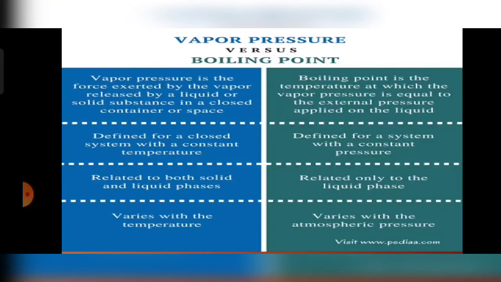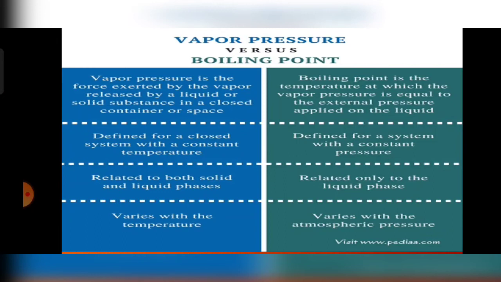So what is the main difference between vapor pressure and boiling point? Vapor pressure is the force exerted by the vapor released by a liquid or solid substance in a closed container or space. Boiling point is the temperature at which the vapor pressure is equal to the external pressure applied on the liquid. Vapor pressure is defined for a closed system with a constant temperature. We study vapor pressure at a constant temperature, maybe at 20 degrees Celsius, 40, 60, 80 and 100, till the boiling point is reached. So in vapor pressure, the temperature is constant.